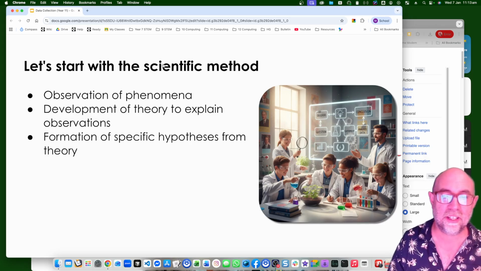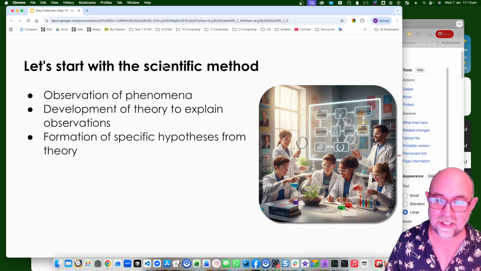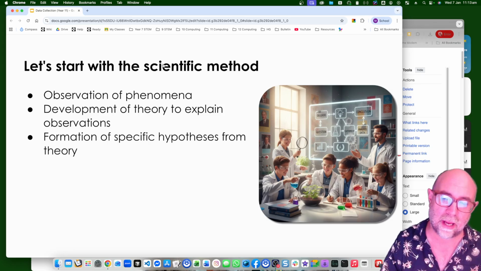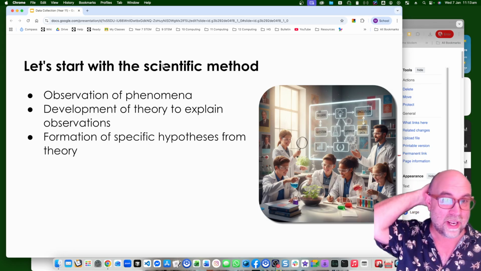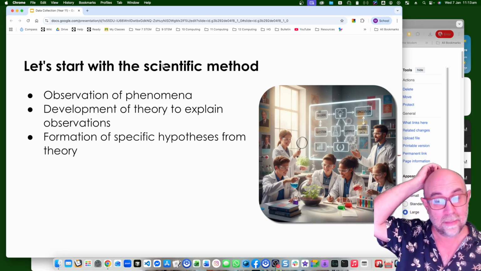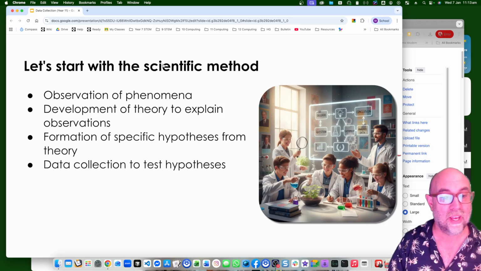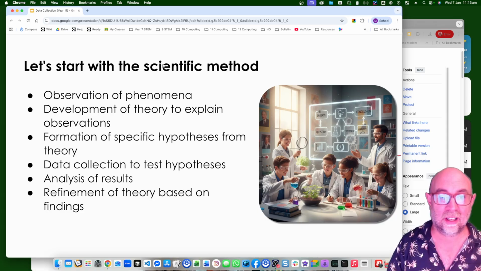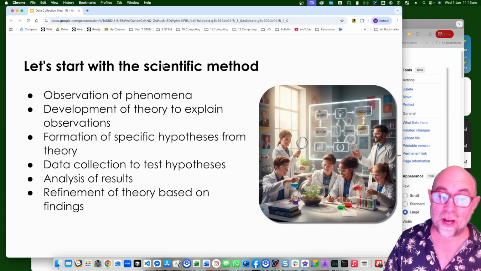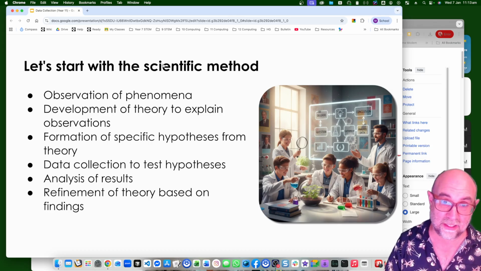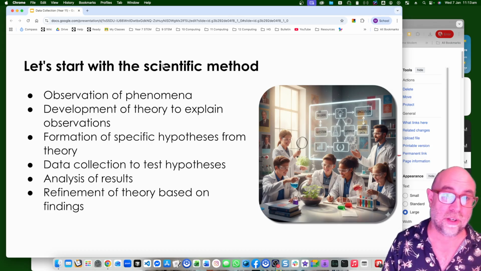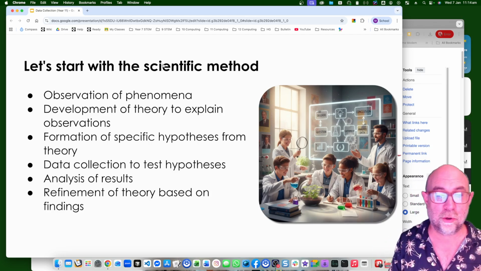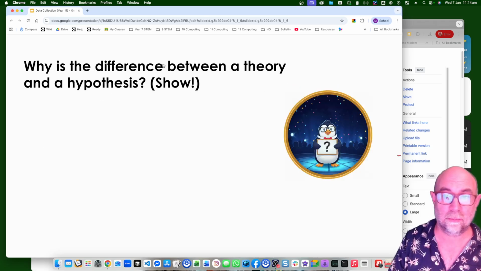And I formulate a specific hypothesis from that. And so my hypothesis is, and this is something that is testable, and I'm coming to this, that when the bird song is louder, the measurable temperature will be higher. And I collect data to test this hypothesis. And then I analyse the results. Then I refine my theory based on the findings. So I might, in fact, go on and say, okay, it's only native birds where there's the correlation, it's not all birds, or I might reject it completely.